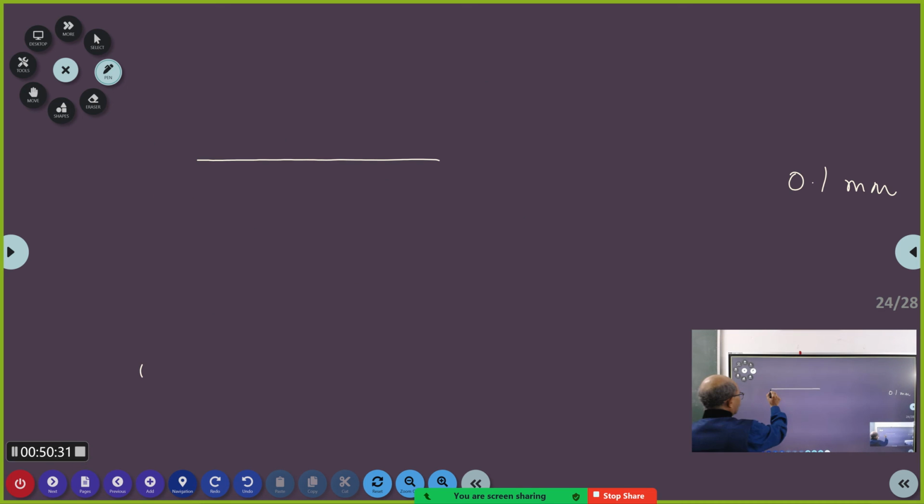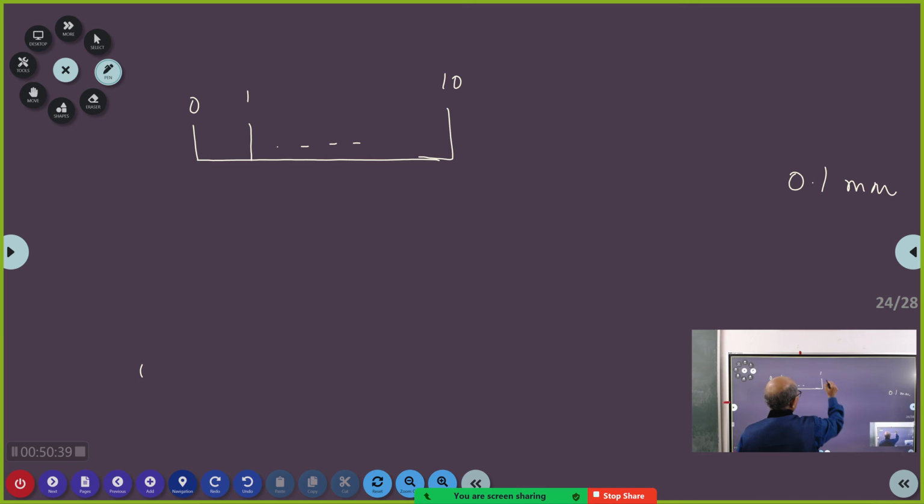Yes, sir. That is the diagram. So it is 0 and 1, so on and so forth, up to 10. This is the main scale, and they have written here millimeters. Now here you have the 9th division, you have the 8th division. Now what have they done?